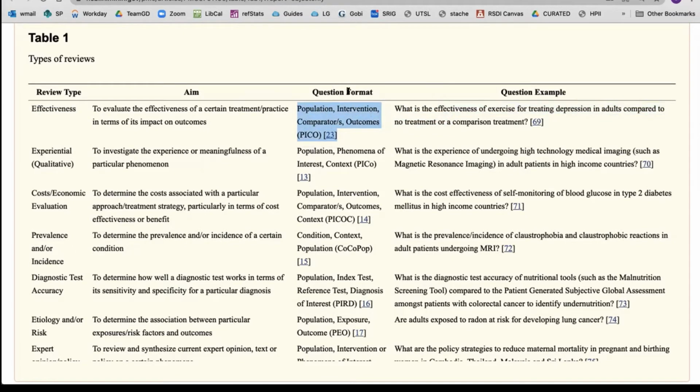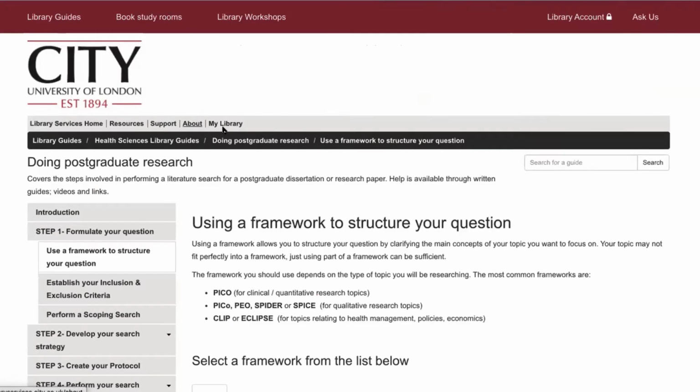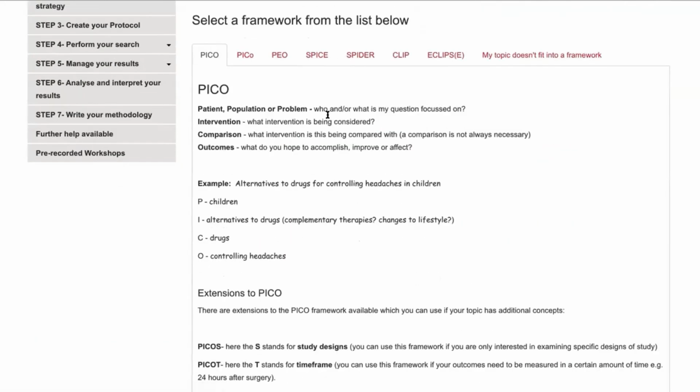And that's this format piece, which is often in the systematic review world considered frameworks. So frameworks are guides or structures for questions that help researchers make sure they've included all of the key parts in their question. And there are a lot of these. I've grabbed this image from the University of London, where I think they've done a nice job of pulling together some of the most common frameworks, but there are so many.